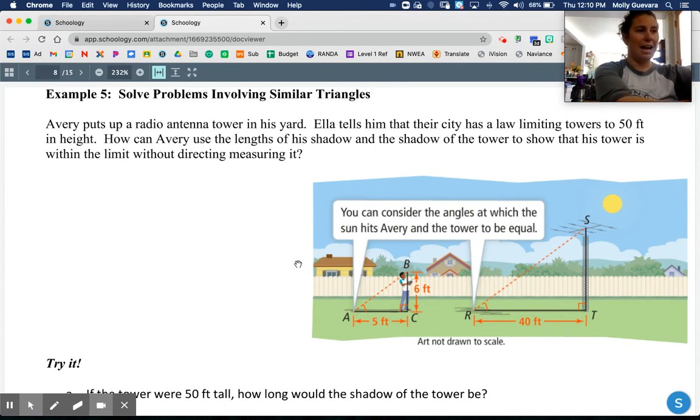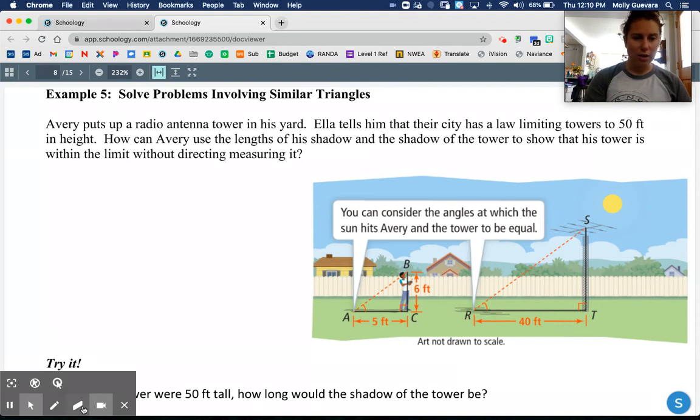This is our last example. It says, Avery puts up a radio antenna in his yard. Ella tells him that their city has a law limiting towers to 50 feet in height. How can Avery use the length of his shadow and the shadow of the tower to show that his tower is within the limit without directly measuring it? I should say directly. Sorry, that's weird.